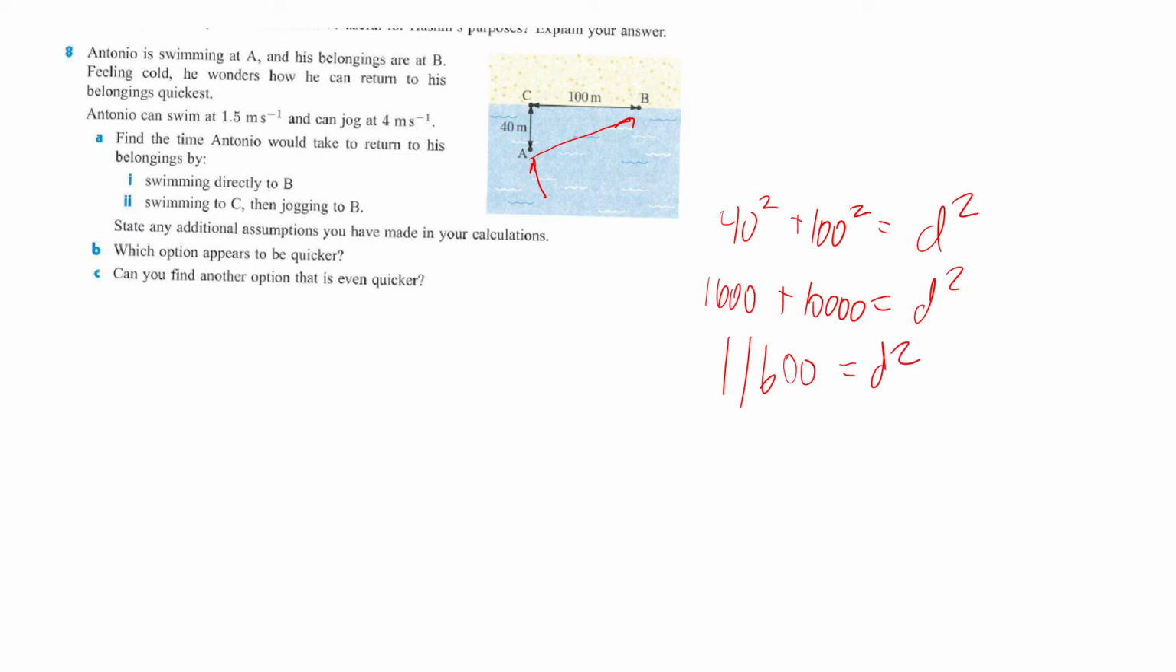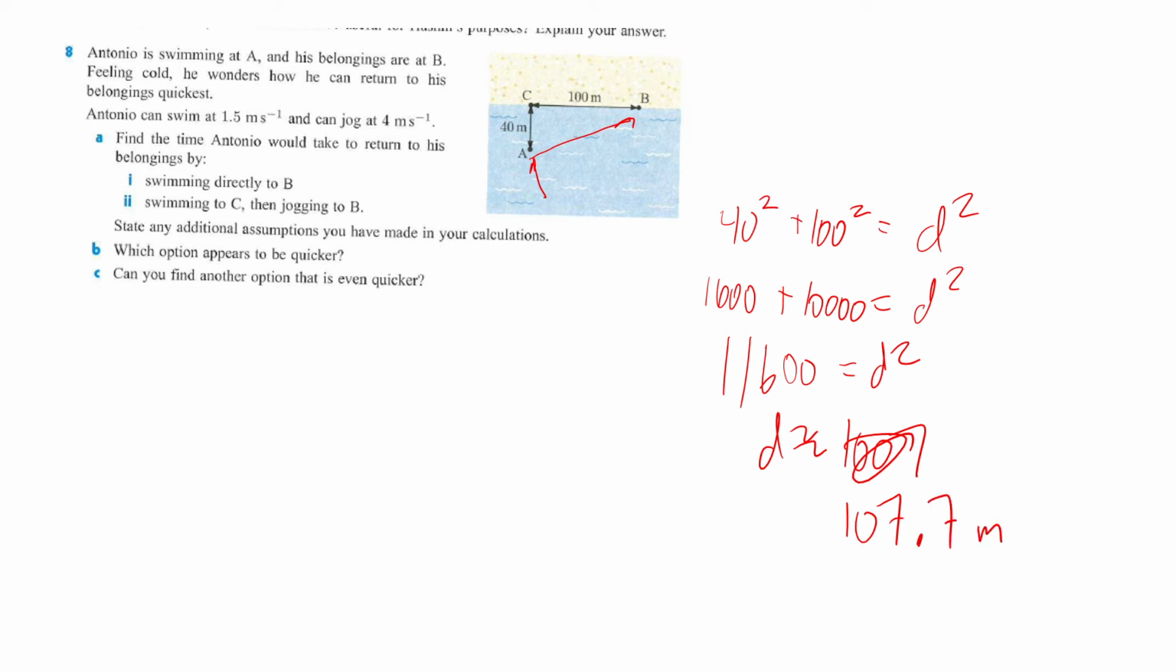We're not given that distance, so we have to use the Pythagorean theorem. We have 40 squared plus 100 squared is equal to that distance squared. 40 squared is 1600, 100 squared is 10,000. Add those together, we get 11,600, and that's d squared. I'm going to go to my calculator, because I cannot do that in my head. The square root, and so d is approximately 107.7 meters.